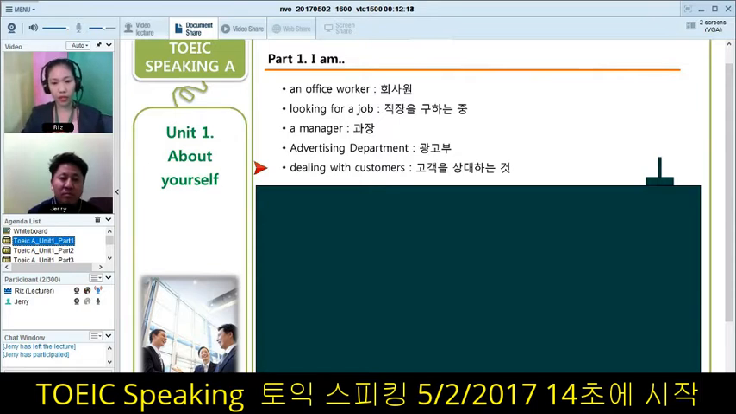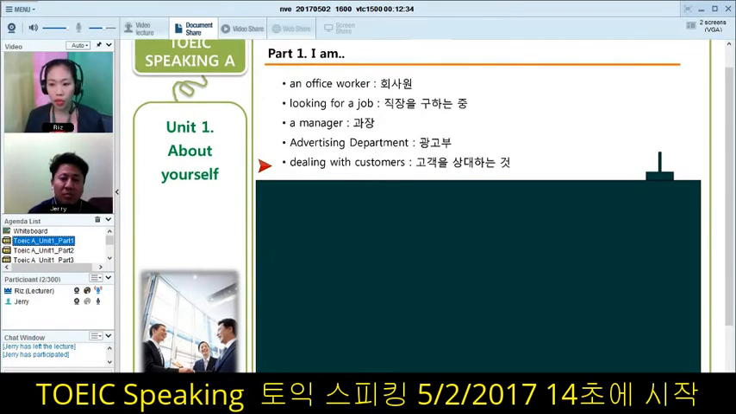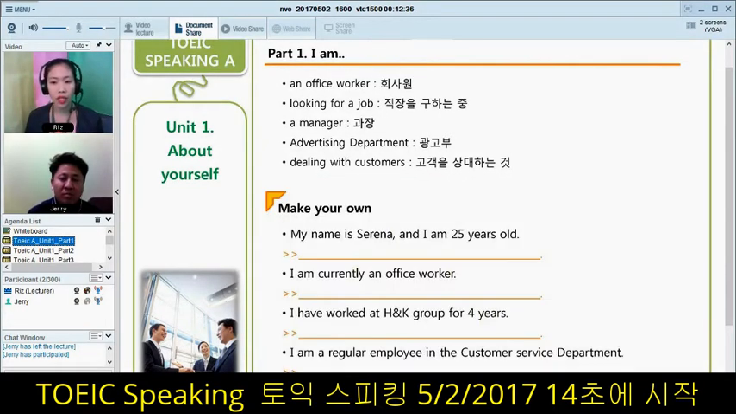I work in an advertising department. Okay, next. And I like dealing with customers. Okay, very good. So far, your sentences are grammatically correct, so there's no need for us to correct them. Now I'm going to reveal just this one because these are just the samples. This is your pattern if you don't know how to do it.